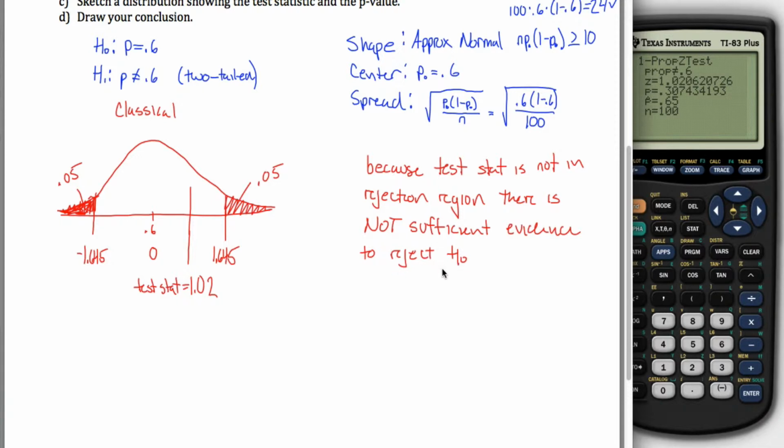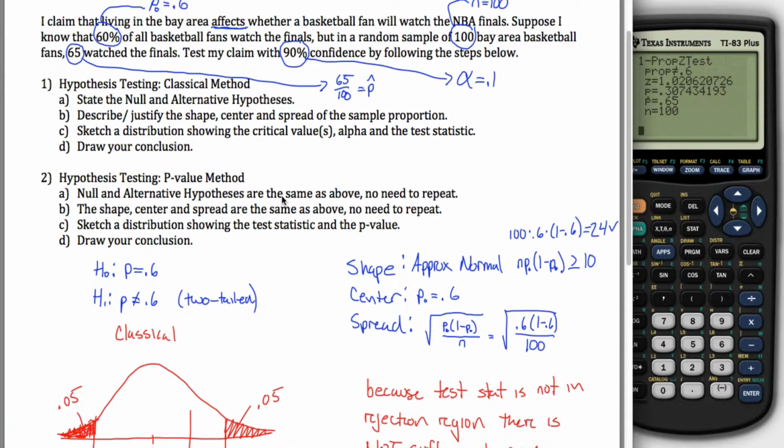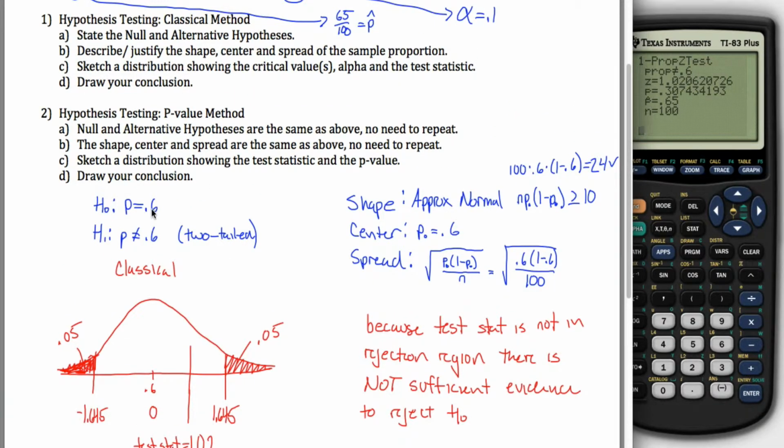I'm not saying it's right. I'm not saying that the proportion of people in the Bay Area that watch the finals is 60%. I'm not saying that when you live in the Bay Area that does not change whether or not you watch the NBA finals. I'm just saying there's not enough evidence to conclude that living in the Bay Area affects whether you'll watch the finals or not. Not enough evidence. Because the test statistic is not in the rejection region, there is not sufficient evidence to reject the null hypothesis. The end of part 1.